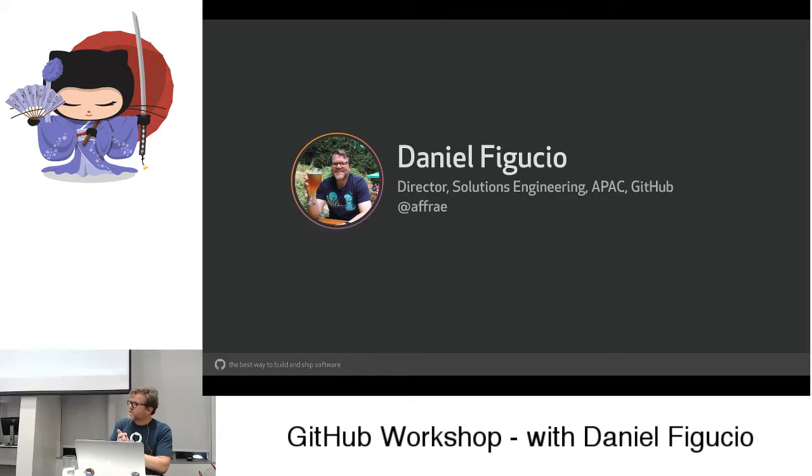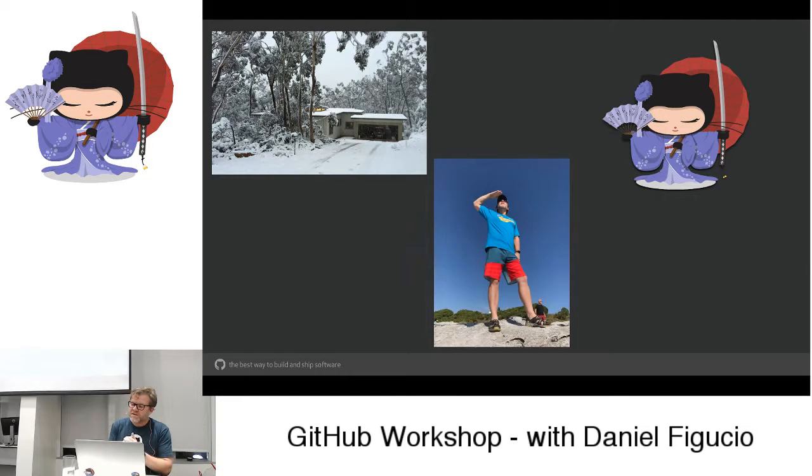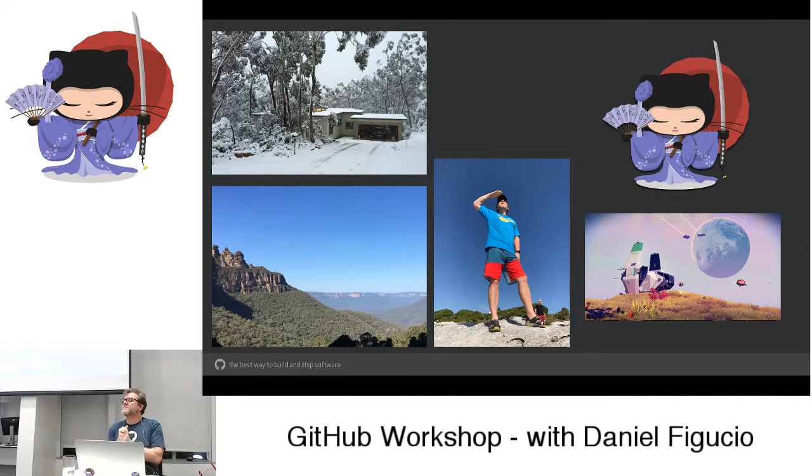Alright. So like I said, my name is Daniel Figusio. I'm the Director of Solutions Engineering for APAC at GitHub. I live in the Blue Mountains, which is about 100 kilometres west of Sydney, 60 miles. I keep having to switch back and forth between American and the rest of the world. That's my house covered in snow. That was one day in one year that it was covered in snow. The next year on exactly the same day I was fighting bushfires about a kilometre away and it was nearly 40 degrees Celsius. Same day, just a different year. So I have really weird weather where I live.